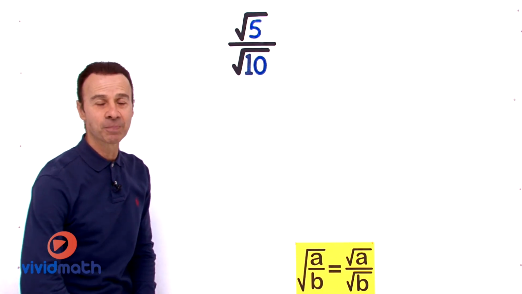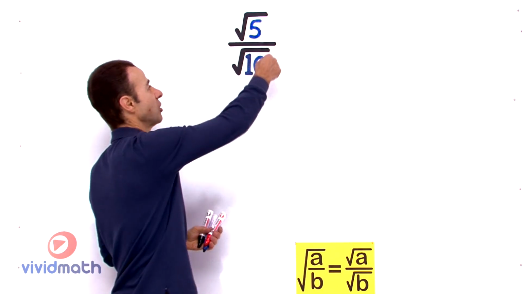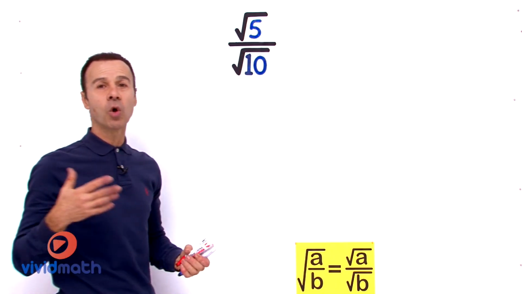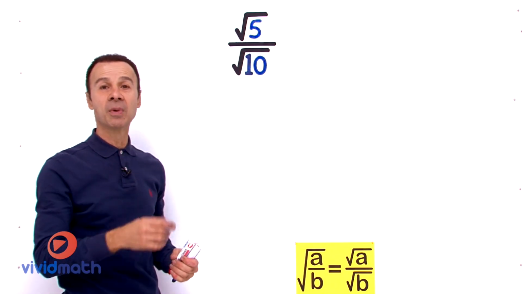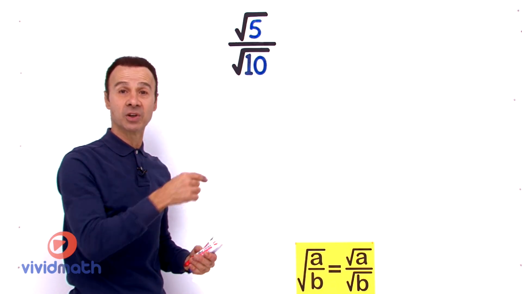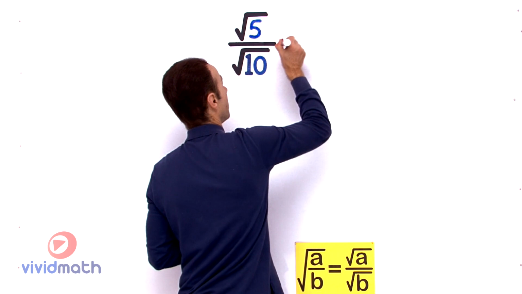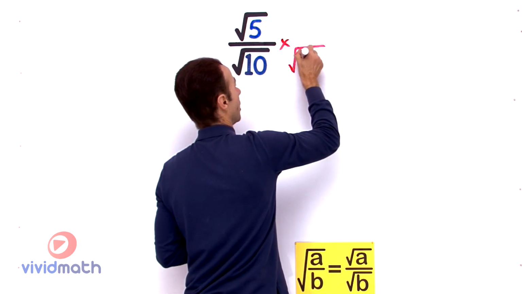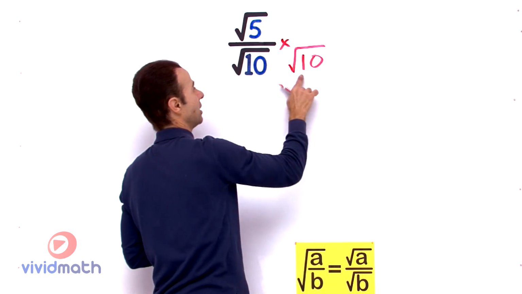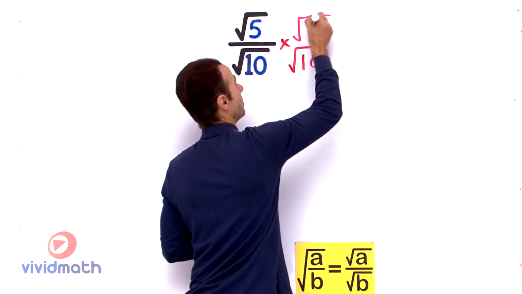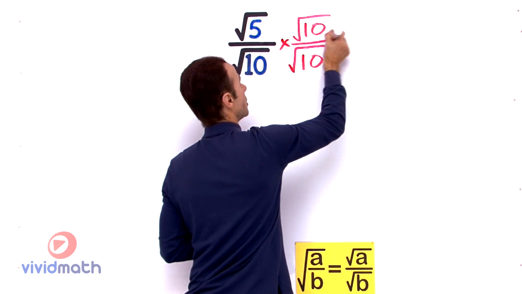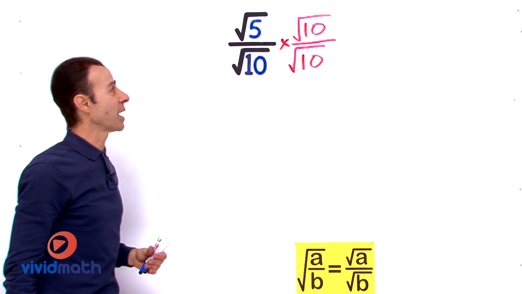So what's the first step we need to do in order to rationalize that denominator? Well, all we have to do is multiply top and bottom by the square root of the denominator. So let's go ahead and do that. So let's multiply by the square root of 10, because that's what that is, top and bottom. Square root of 10 on the top, square root of 10 on the bottom. So that's all we have to do.